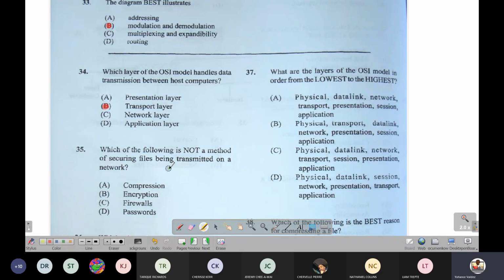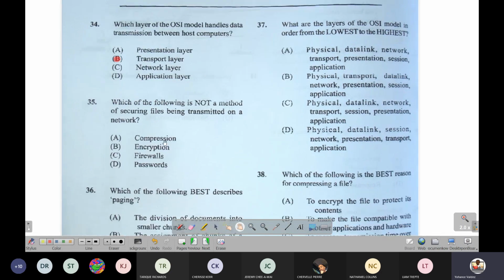Which of the following is not a method of securing files being transmitted on a network? If your files are compressed, that's a way of securing the files because it compresses many files into one single file, which is smaller, so there's less chance of data falling off. Encryption makes the files unreadable unless you have the decryption key, so that is a way of securing files. Only the sender and the receiver should be able to decrypt.